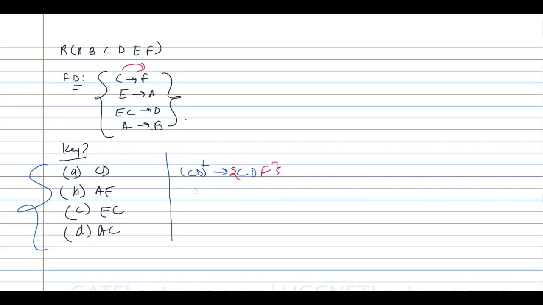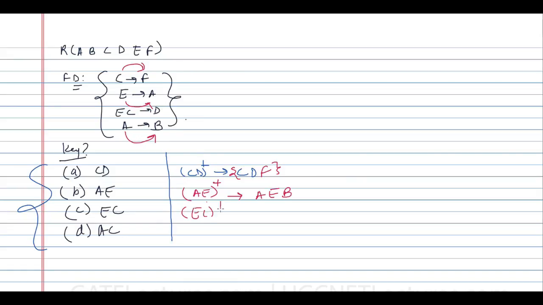Now if I take AE closure, then what are the things which we can determine? With the help of A, I can determine A. With the help of E, I can determine E. Now with the help of A, I can determine B also. With the help of E, I can determine A, that is already included. Now is there anything else which we can determine? Can you determine anything else apart from this? No? Okay.